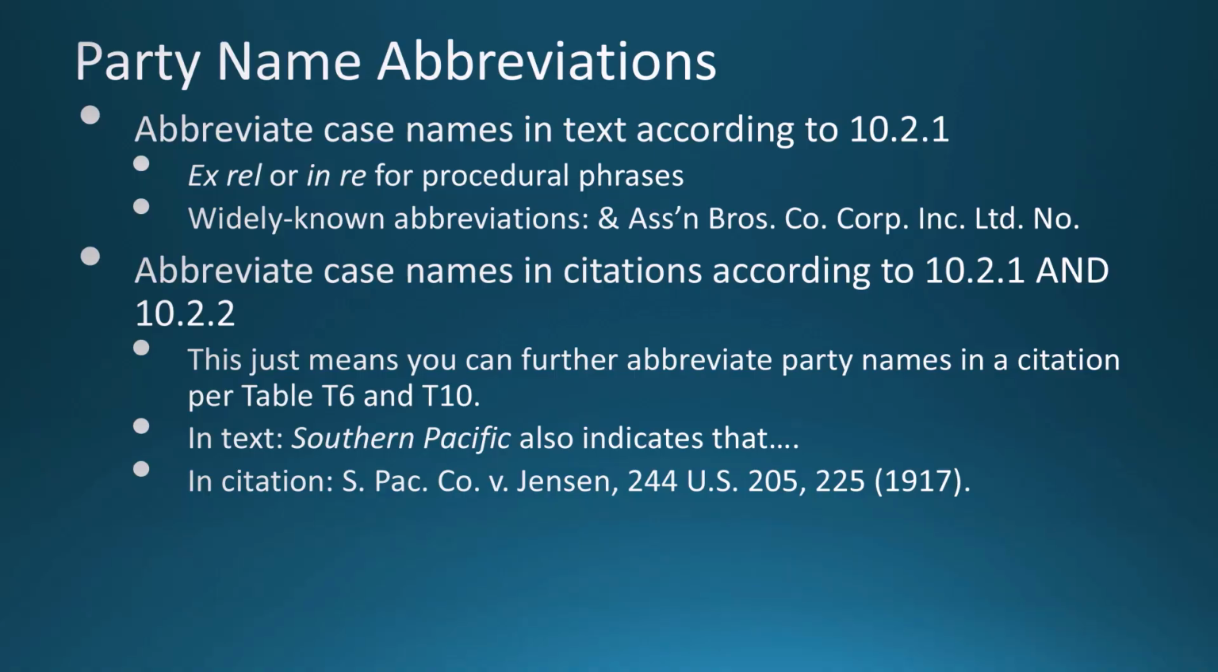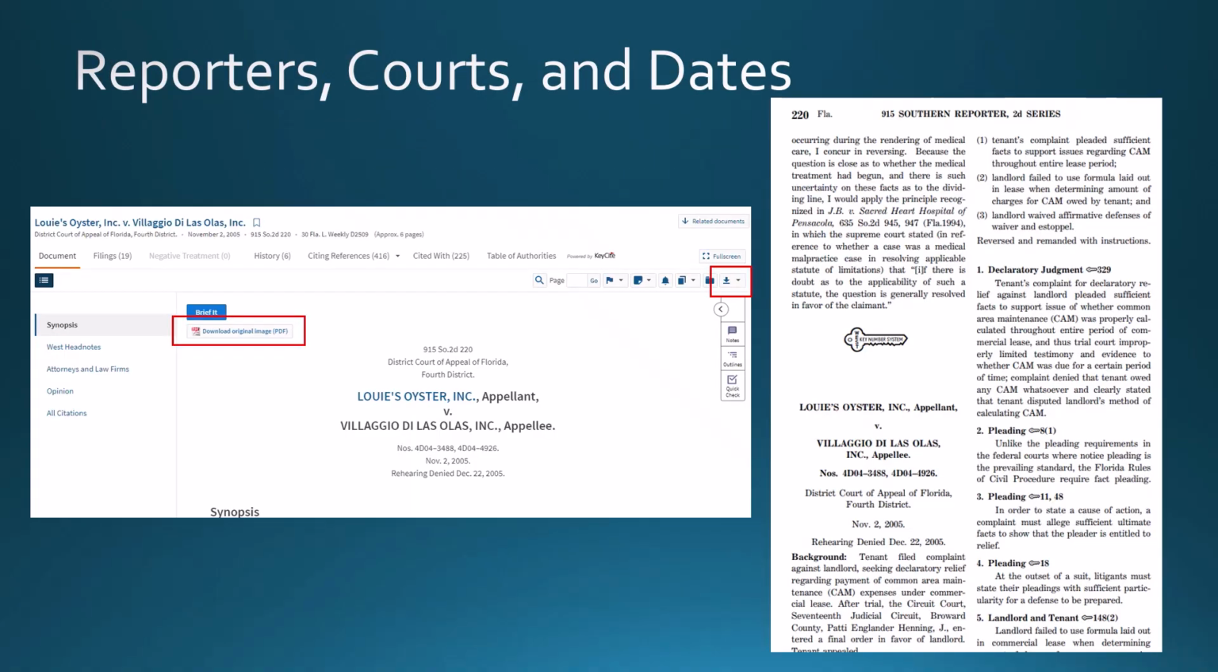The goal here is readability. You want to keep your citation sentences and clauses short so they don't detract too much from writing. There are 8 abbreviations that you can use for names of entities, such as co for company, and make sure you check Rule 10.2.1. Luckily, all of the information you need for a citation will be right in the reporter.